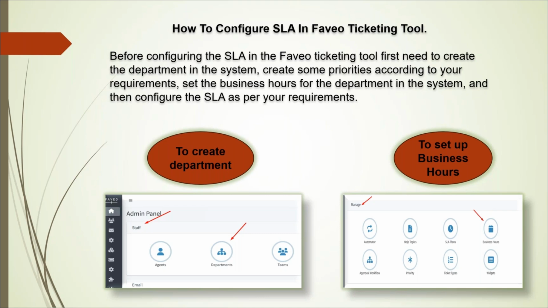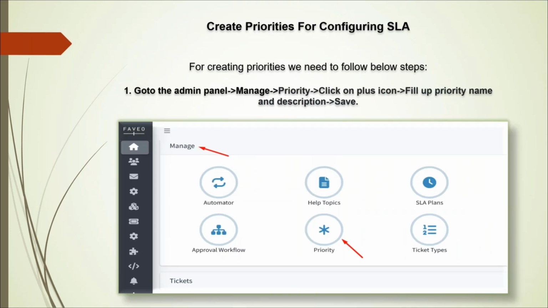Create priorities for configuring SLA. During the configuration of SLA, first we need to create the priorities. Here you can see the screenshot we have mentioned. For creation of priority, you need to go to the admin panel, manage section, priority, then click on the plus icon, fill up the priority name and description, and save.